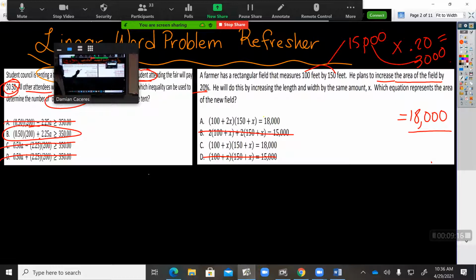Now, over here, this is what tells me which one of these answers is correct. He will do this by increasing the length and width by the same amount. Same amount means that he's going to add the same thing to both measurements. So on A, he added 2x on the first part, and on the second part, he added x. Is that the same thing? No. On C, they added x, they added x. They added the same thing. So that is the answer. Like I said, a lot of common sense on this lesson.